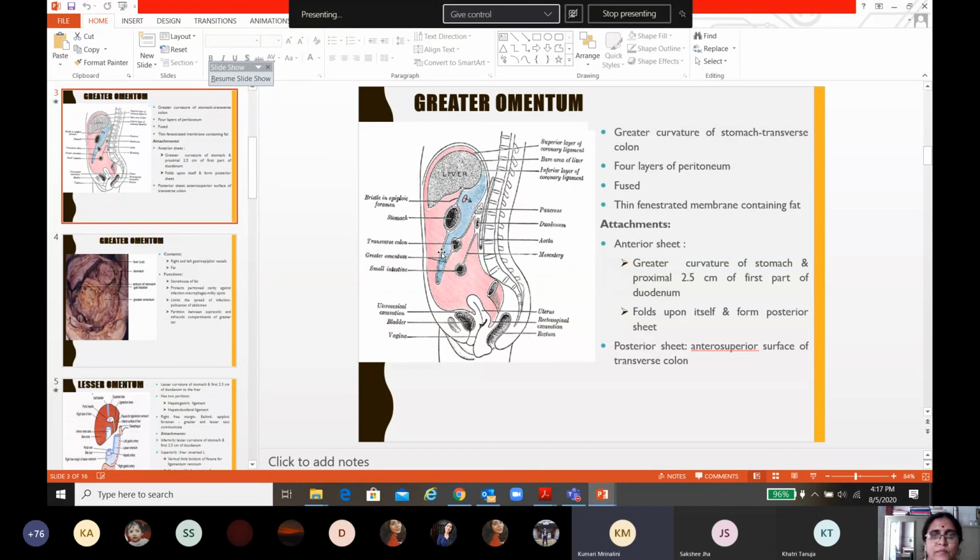This is anterior, this is posterior. It has two sheets, anterior sheet and posterior sheet. Anterior sheet is attached to which curvature of the stomach? Greater curvature. And which part of duodenum? Fourth part. Very good. Posterior sheet is attached to which surface of the transverse colon? Anterior superior. Yes. If you remember this diagram, Mrinalini, you can easily produce the attachment of greater omentum for exam point of view. Okay?